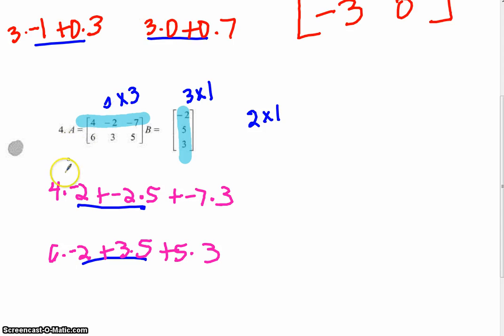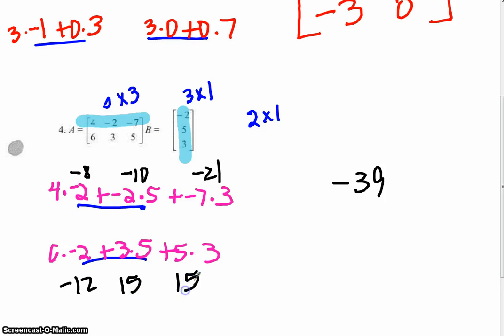So if you just go through here, 4 times negative 2 is negative 8, negative 10, negative 21. So 21, 31, that's going to be negative 39. Here you have negative 12, 15, 15. So 15 minus 12 is 3, plus 15 is 18. That's your answer.